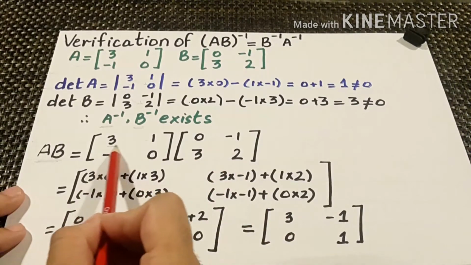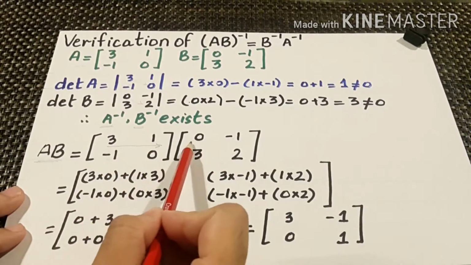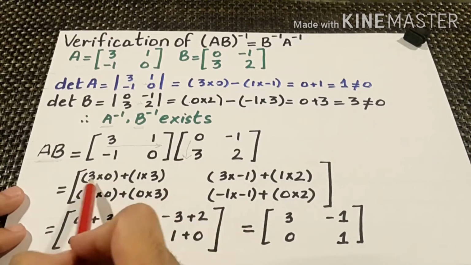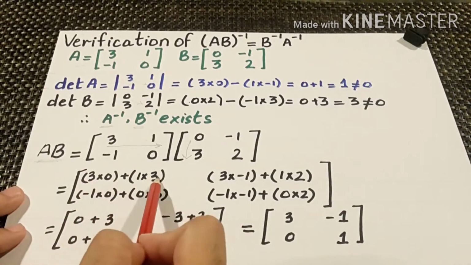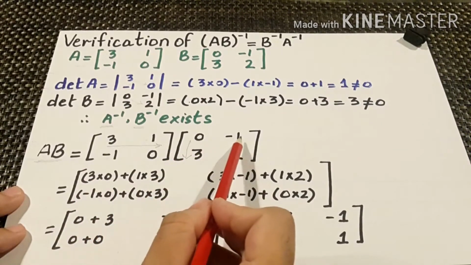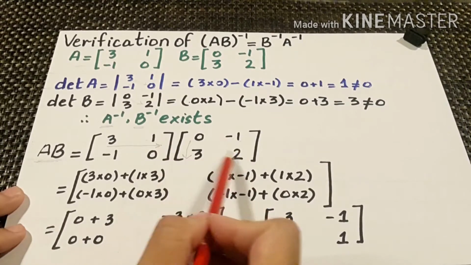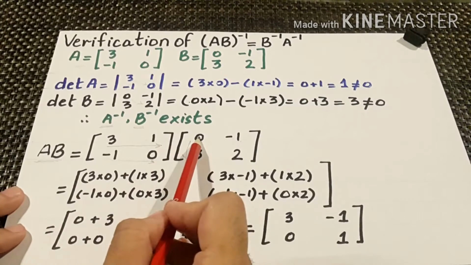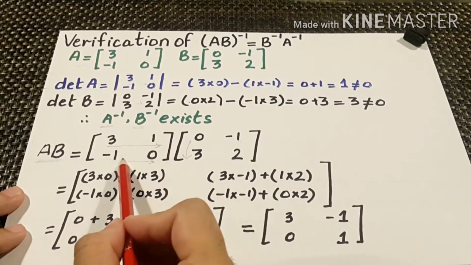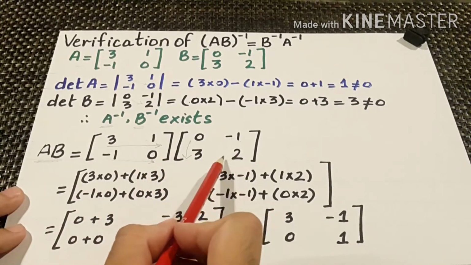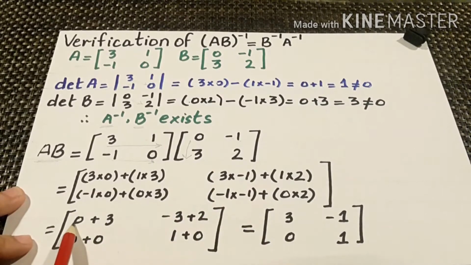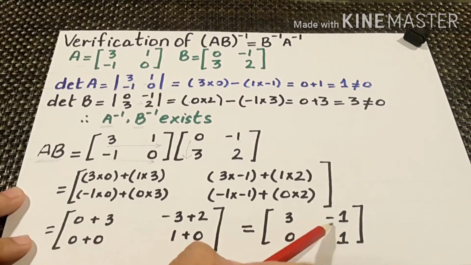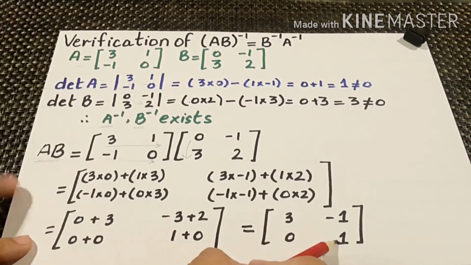We multiply them. We multiply the values of rows with the values of column. 3 into 0 plus 1 into 3. Then 3 into minus 1 plus 1 into 2. Similarly, here also minus 1 into 0 plus 0 into 3, then minus 1 into minus 1 plus 0 into 2. We calculated as 0 plus 3, 0, 0, minus 3 plus 2, 1 plus 0, and we get 3, minus 1, 0 and 1.